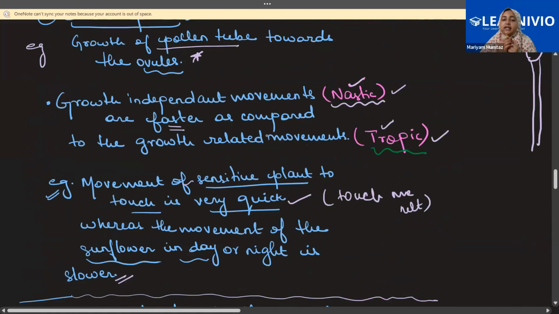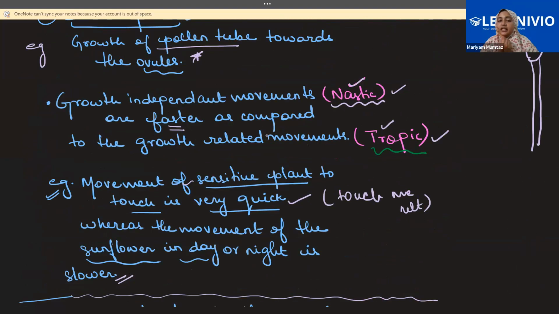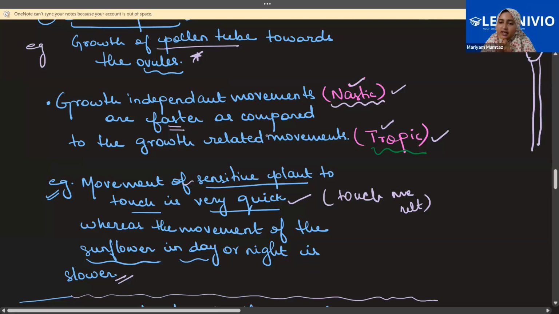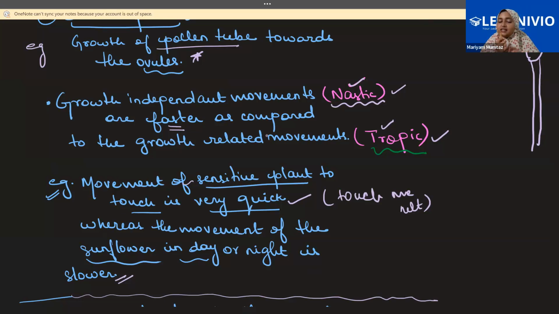Now, if we compare the nastic movements to the tropic movements, the nastic movements are faster, meaning the growth independent movements are faster as compared to the growth related or growth dependent movements, meaning the tropic movements. Because we talked about one very famous example of touch me not plant, right? Whenever you touch a touch me not plant, it folds itself. So that is a very quick response that it shows.